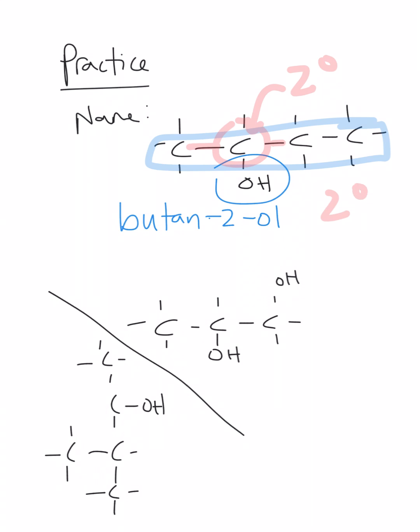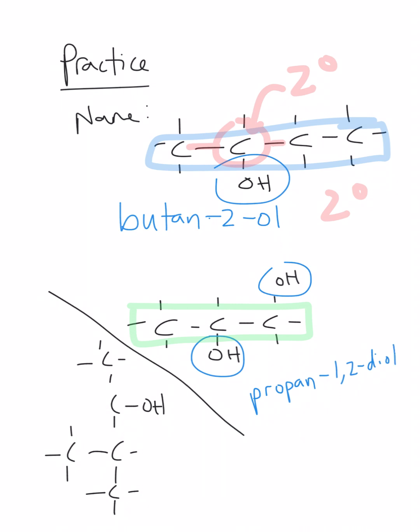Moving right along to that next one here. This is an interesting one because there are actually 2 hydroxyl substituents, 2 hydroxyl functional groups. So this is going to be what we call a diol. The longest run is 3, right? So that makes it some sort of a propanol. It's actually a propanediol, and the way we would write that out is propane-1,2-diol.